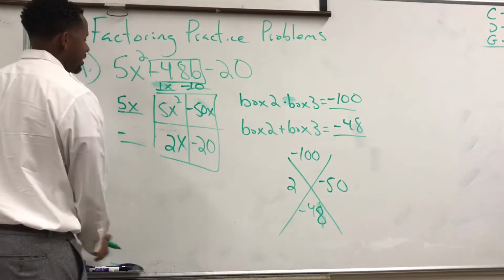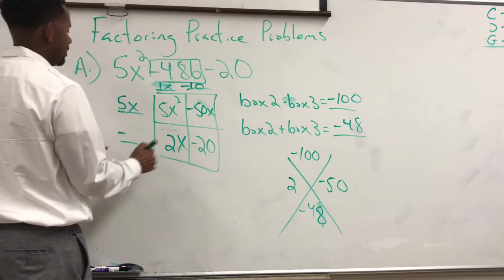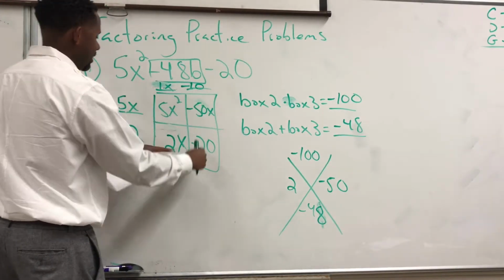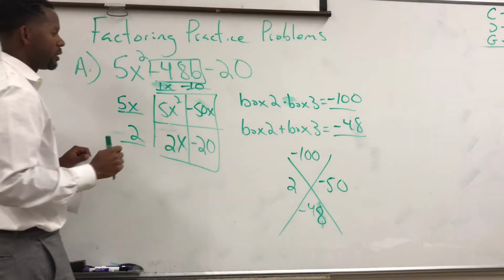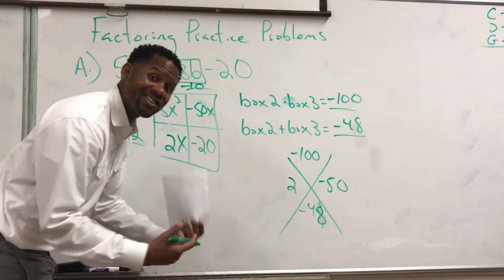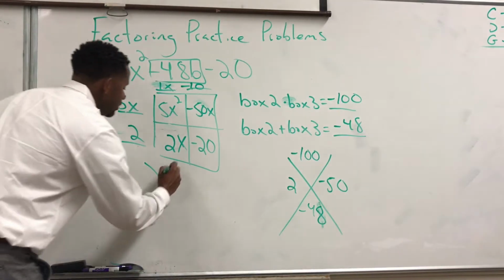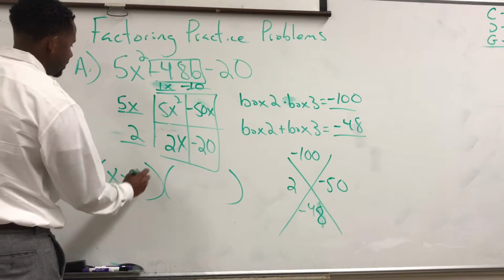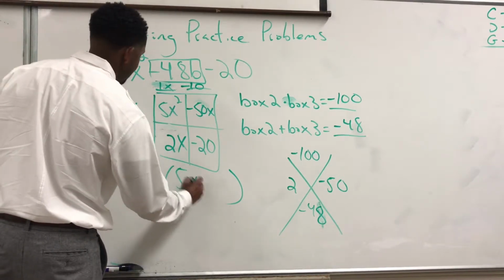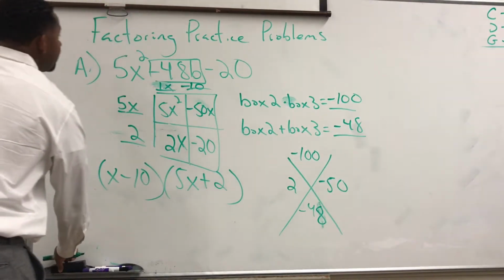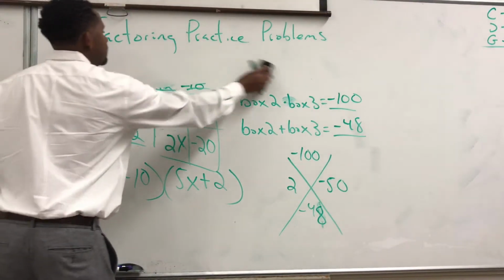Now this bad boy makes a lot more sense. 1 times what equals 2, and that becomes a 2. And 2 times negative 10 is negative 20. Cool. So then what is my final factorization of this equal? You write your final answer, or you check it. I'm going to say x minus 10 times 5x plus 2. Booyah. There you go.